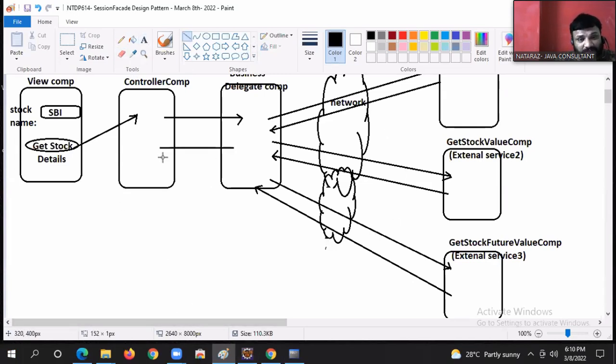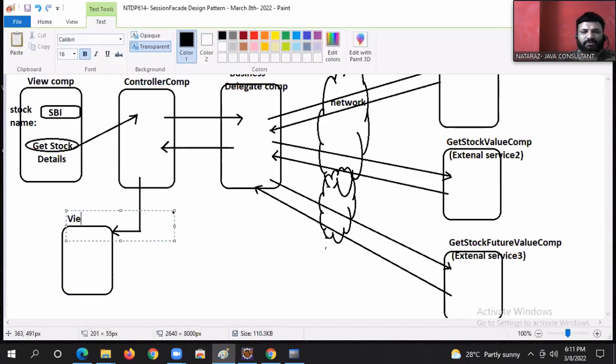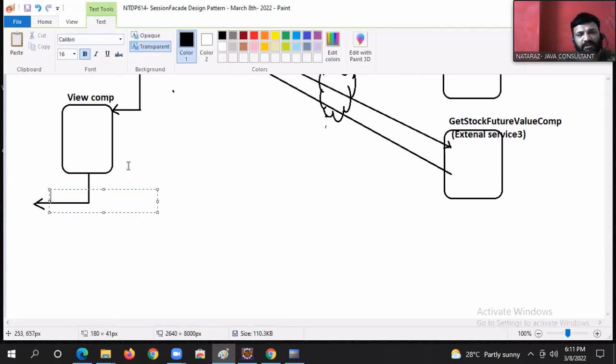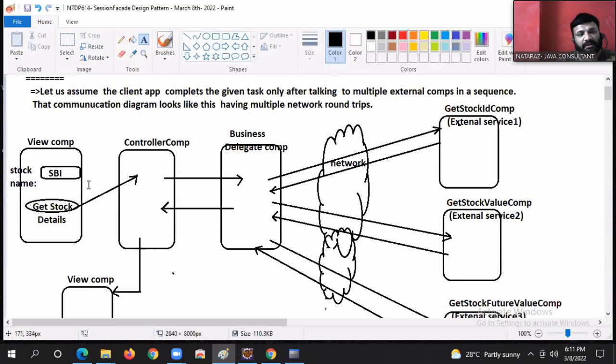Then stock details will come to the controller and it passes those stock details to another view component. From there it goes to the browser as a response. Here is my response, guys. Here is my request, guys.